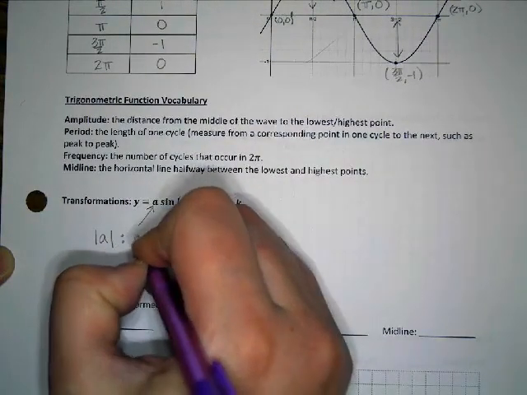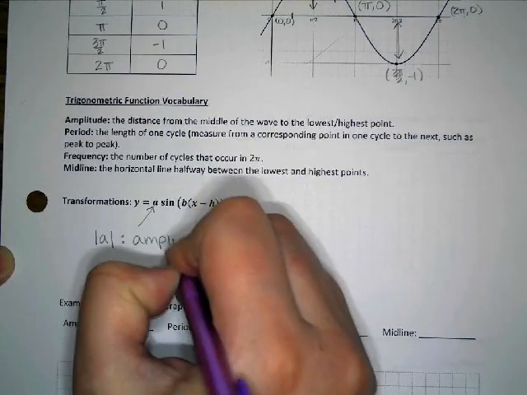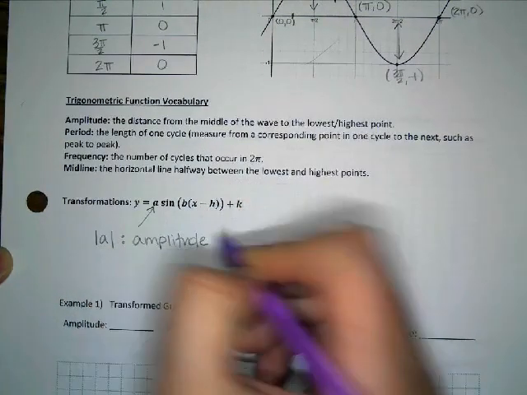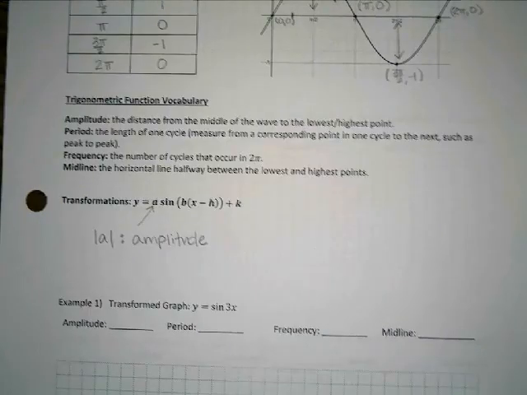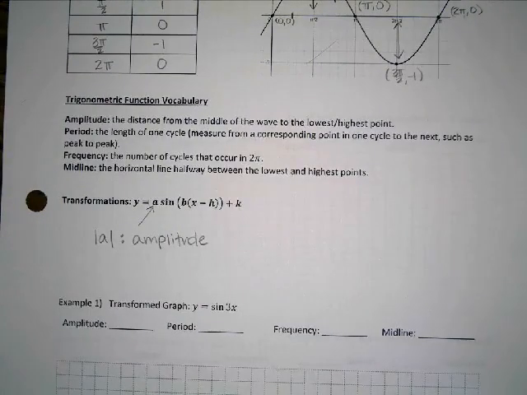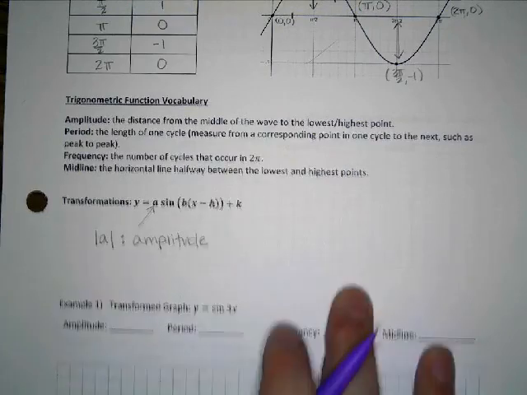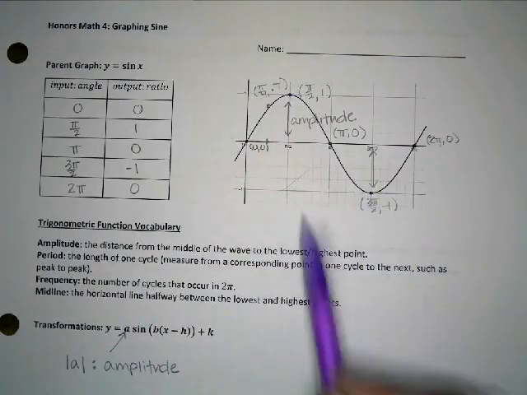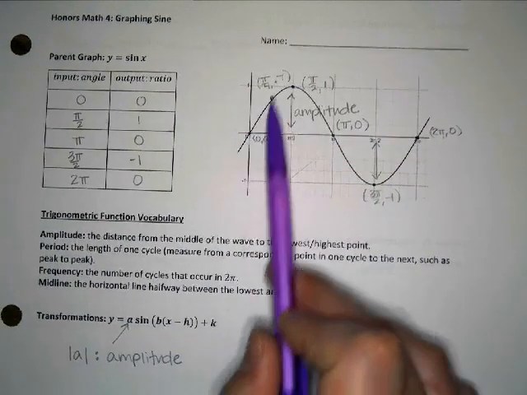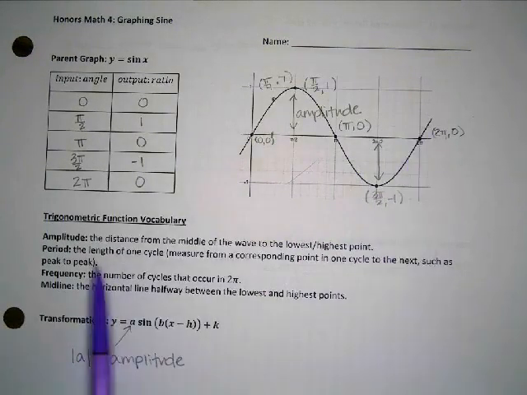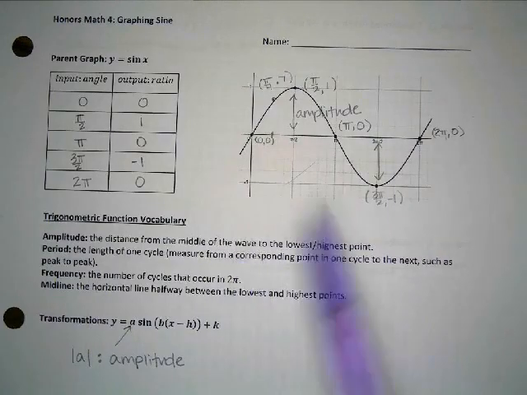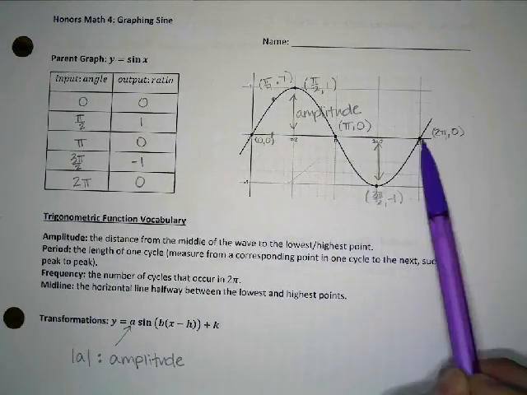If there's no number there, then it's just 1. 1 is normal. Okay, the period of the graph is the length it takes to do one full cycle like this, to do one full wave. So it's normal for the graph to do one full wave from 0 to 2 pi. That's a typical period of the graph.